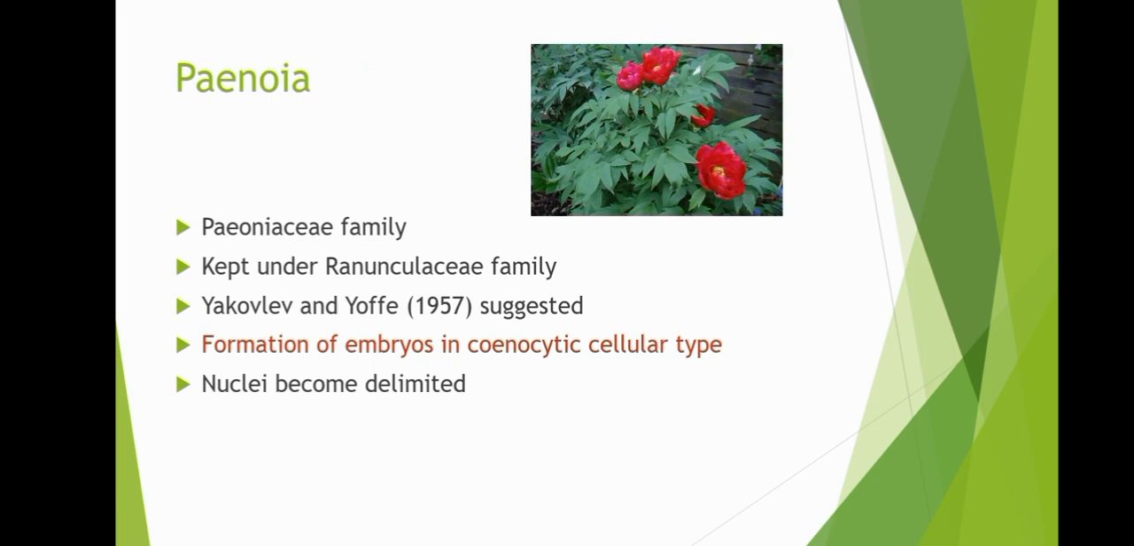Paeonia. It is a peony flower or plant, and now it is considered in the Paeoniaceae family, but in earlier times it was in the Ranunculaceae family. Yakovlev and Yoffe in 1957 suggested that Paeonia forms embryos of the free nuclear type, and its nuclei become delimited. This was identified as one of the major characteristics in relation to embryogeny. So it is now kept in the Paeoniaceae family.